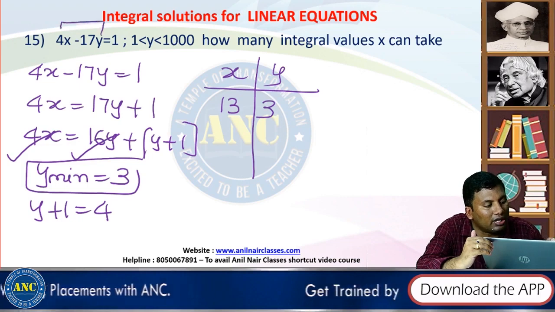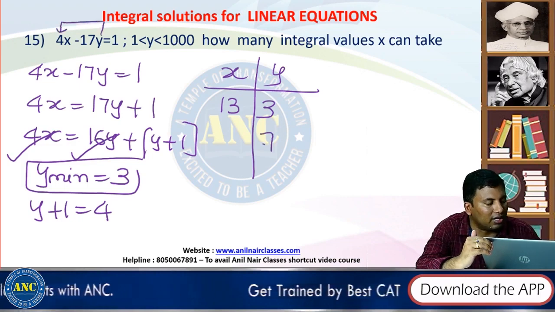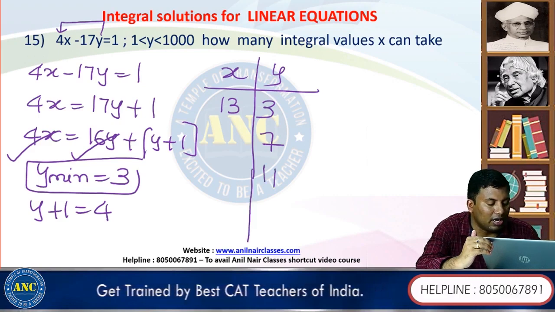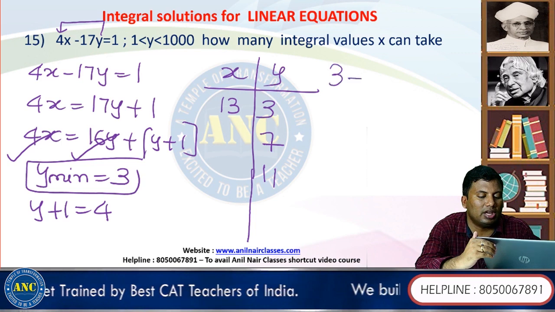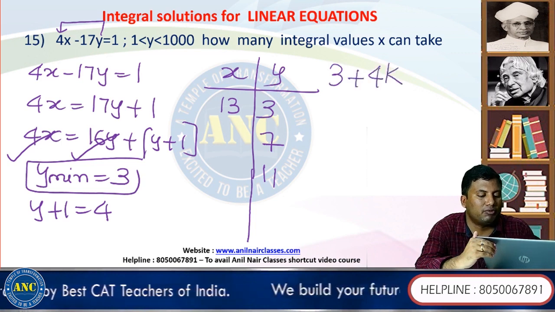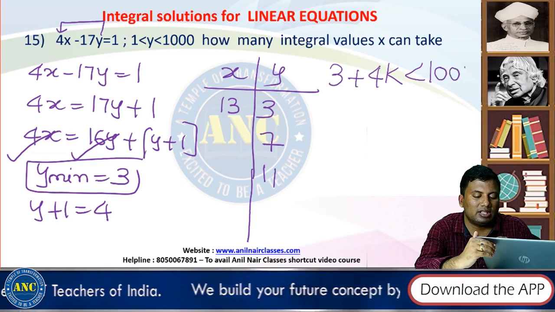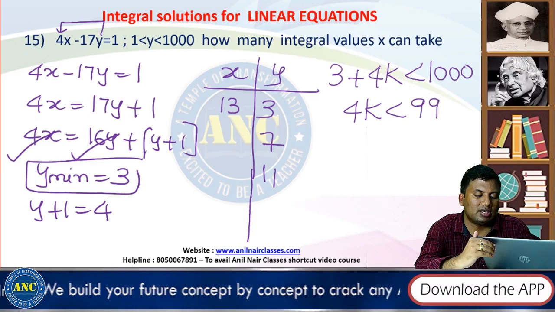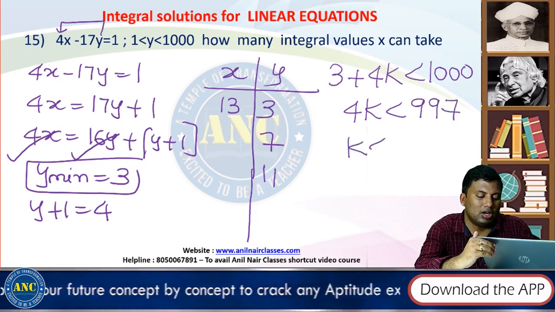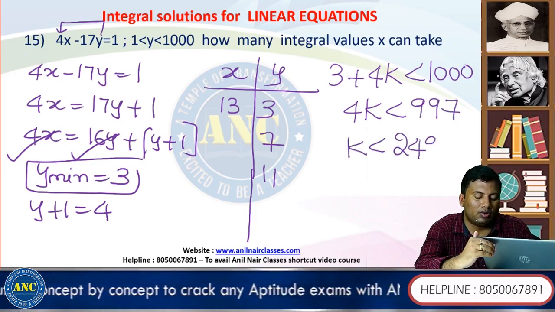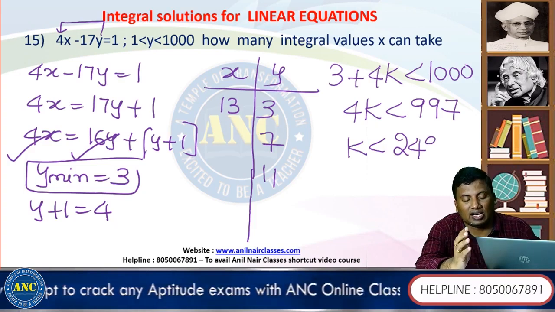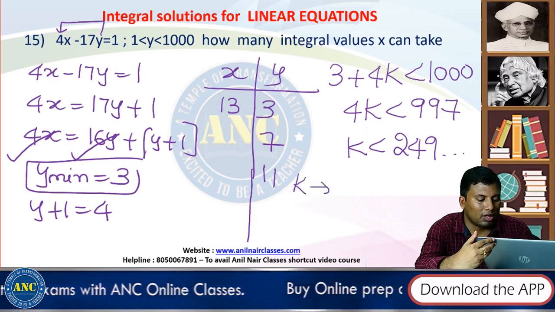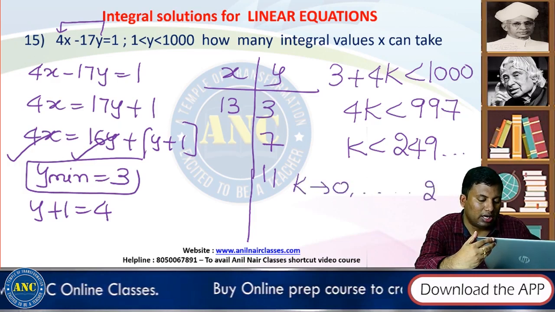Y grows in steps of 4: 3, 7, 11 and so on. Lowest is 3, and every time there is an increase of 4. So 3 plus 4k is less than 1000, 4k is less than 997, so k is less than 249 point something, since 24 fours are 96 and so on.